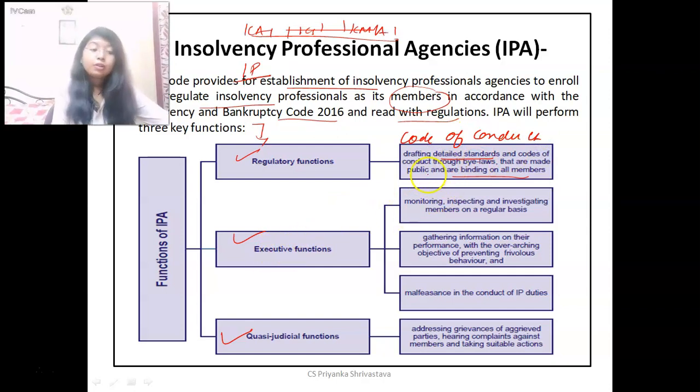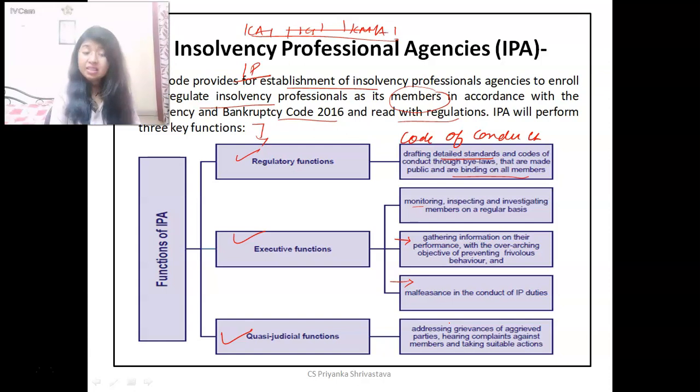In the executive function, monitoring, inspecting and investigation of the members of the Insolvency Professional Agency can be done on a regular basis, and it will gather information on their performance. The performance will also be checked by the institute, because they want to see whether we have quality professionals or not, and if there is any malfeasance, that is a breach in the conduct of insolvency professional duties, then it will also be checked by the IPA.